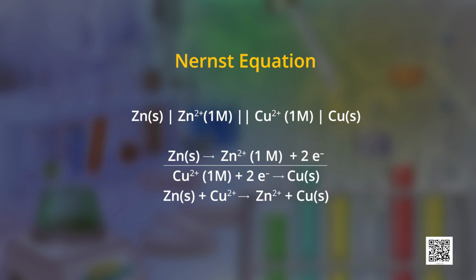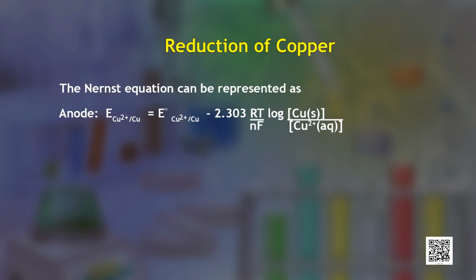Let us consider the reaction taking place in galvanic cell. Let us first write the two half cell reactions and add them. Zinc undergoing oxidation by losing 2 electrons and copper ions undergoing reduction by gaining 2 electrons. So the Nernst equation can be represented as at anode cell potential for reduction of copper is equal to standard reduction potential for copper ions minus RT upon NF natural log concentration of copper upon concentration of copper ions.